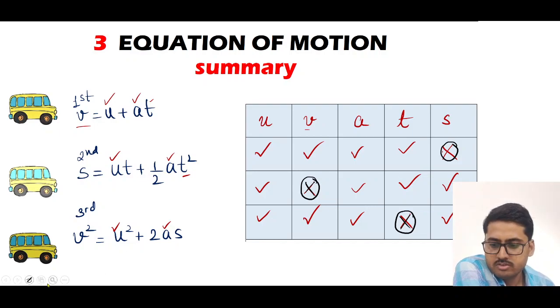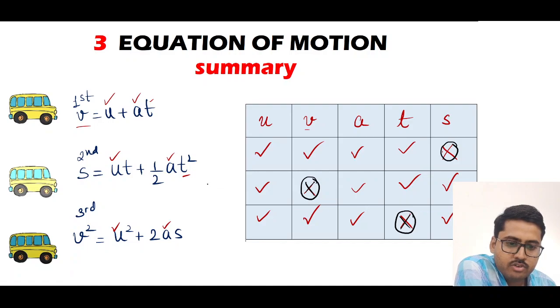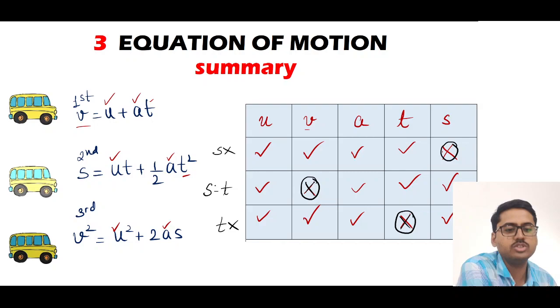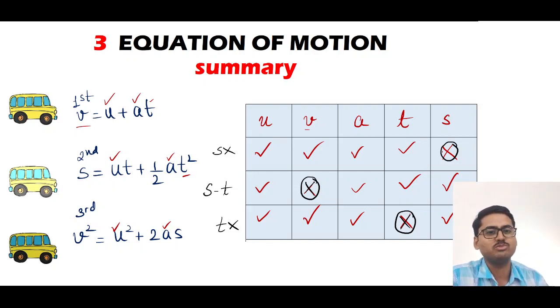Now further we can just summarize like this. If you have got s and t, if you have got displacement and time, then you should use the second equation. If time is not present, then don't use third equation, and if displacement is not present, don't use the first equation. Okay, so I hope this will help you to solve the numericals based on three equations of motion.